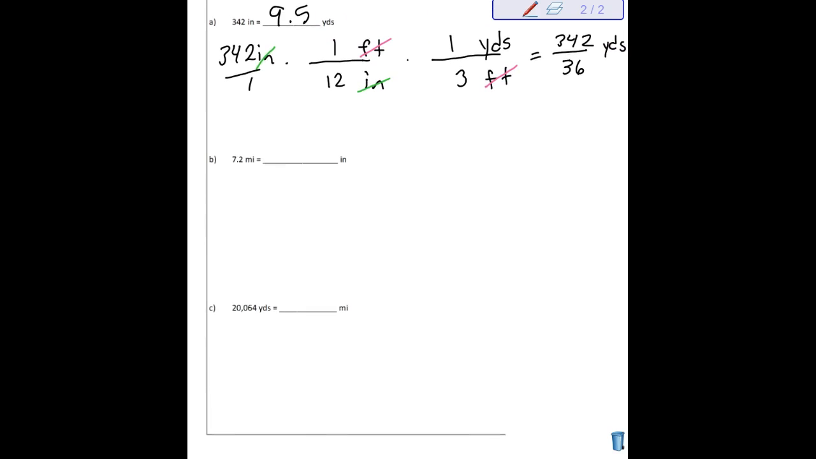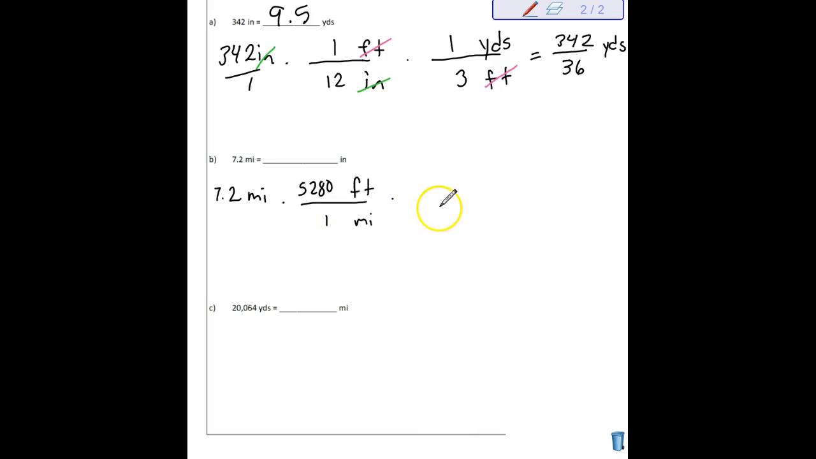Okay, how about this one? 7.2 miles. And we want to know how many inches is that? I bet it's a lot. Let's take a look. So first we're going to multiply to get feet. Okay? So remember, I have miles in the numerator here. I want miles in the denominator here. So feet. And I know that there are 5,280 feet in 1 mile.